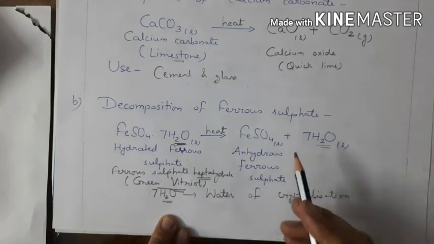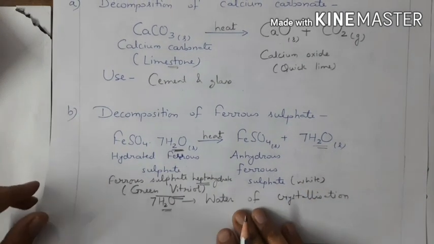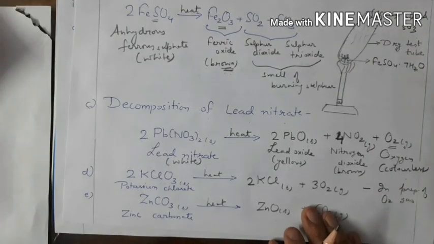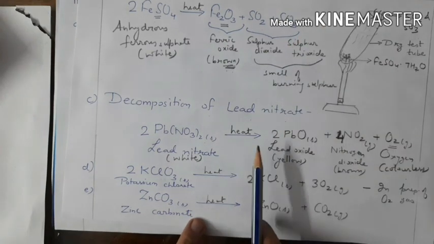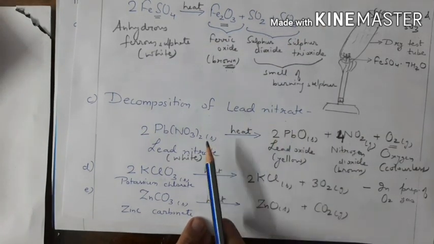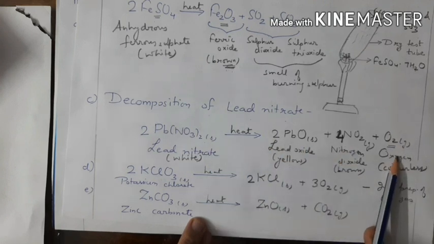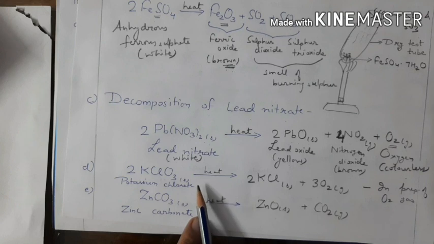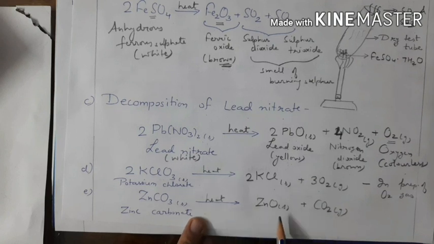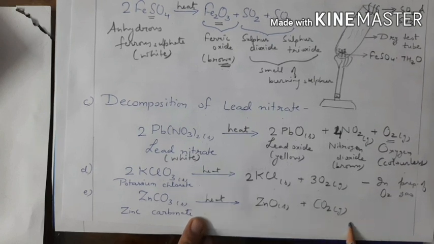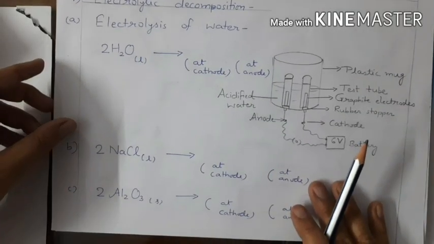When heated, they are converted into anhydrous ferrous sulfate, a white colored powdery substance, which on heating further decomposes into three substances: ferric oxide, sulfur dioxide, and sulfur trioxide. The next reaction is decomposition of lead nitrate. Here lead nitrate decomposes into three substances: lead oxide, nitrogen dioxide, and oxygen gas. And the last reactions: decomposition of potassium chlorate gives you potassium chloride and oxygen gas, and decomposition of zinc carbonate gives us zinc oxide and carbon dioxide gas. This was about the thermal decomposition of these substances.